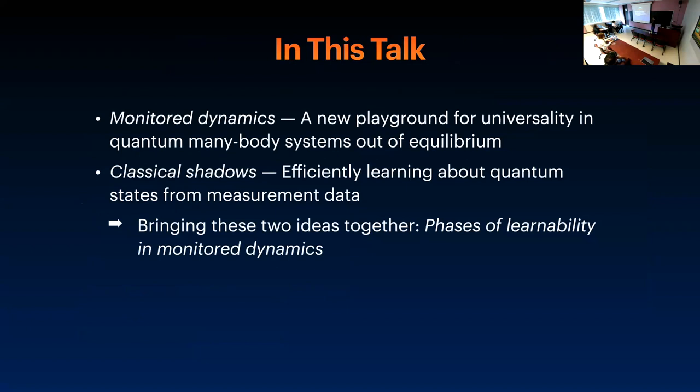I'll introduce two things that fall within this general framework. One is monitored dynamics, which is quantum dynamics that features measurement over the course of the entire many-body evolution, as we're seeing. And this has emerged as a new arena for universal behavior in quantum many-body systems away from equilibrium, which is where we typically think of on the other side. And secondly, I'll introduce classical shadows, which are a framework for efficiently learning properties of quantum many-body states from a relatively limited number of measurements.